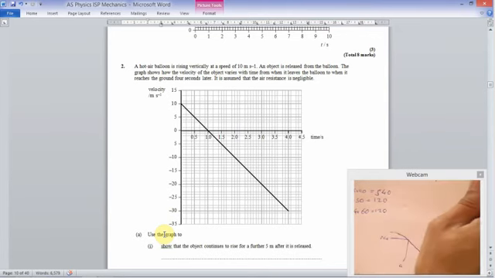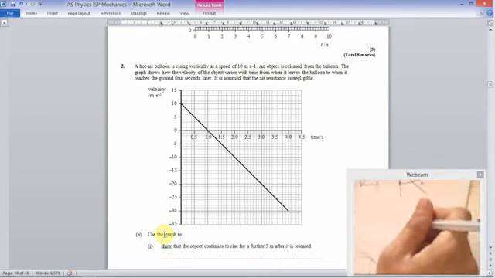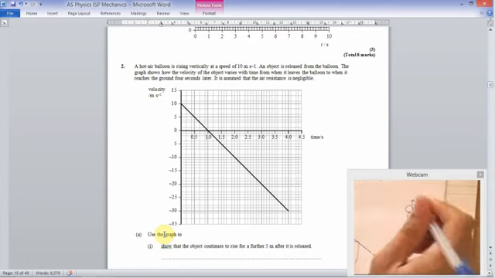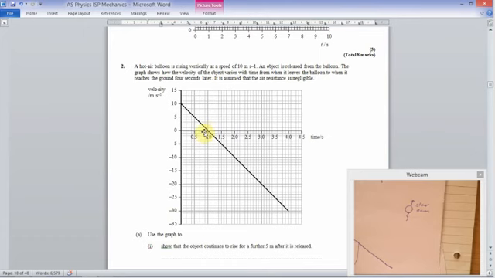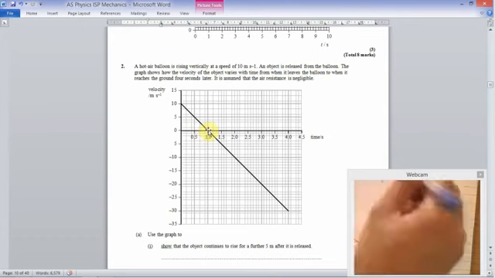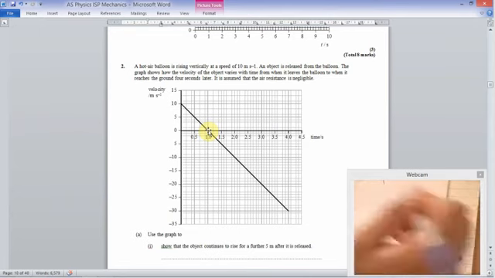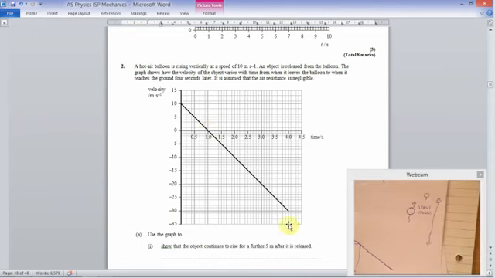So what's happening is you've got this balloon. Okay, it's being released. It's still going up to begin with, but it's slowing down. So over time, it slows down. And after a second, you can see it actually is still. So it will stop. And then it will start to fall. Okay? And that's what's happening over here. Negative velocity, so it must be falling.